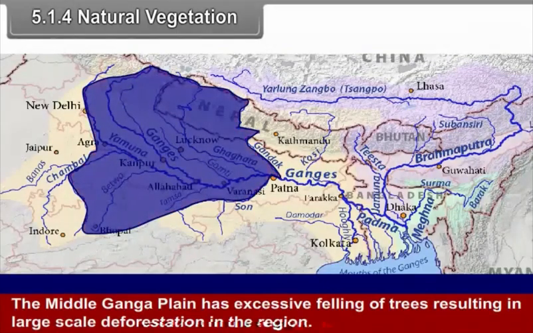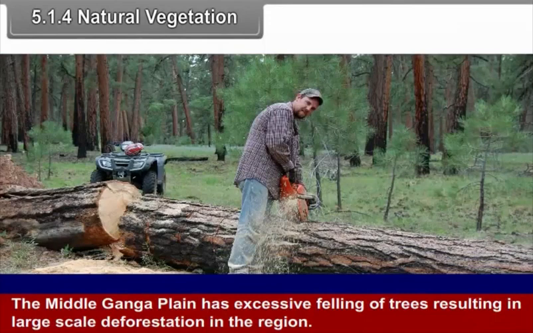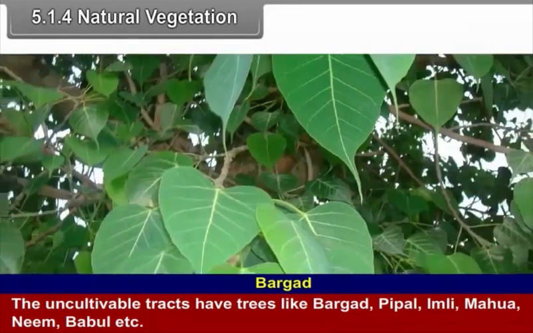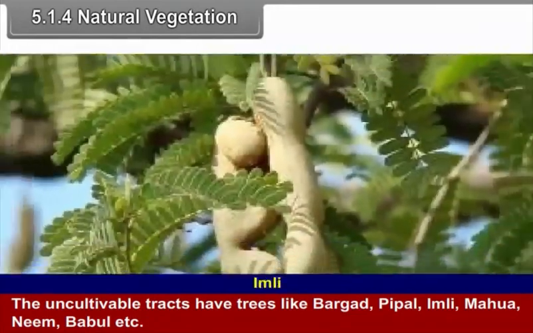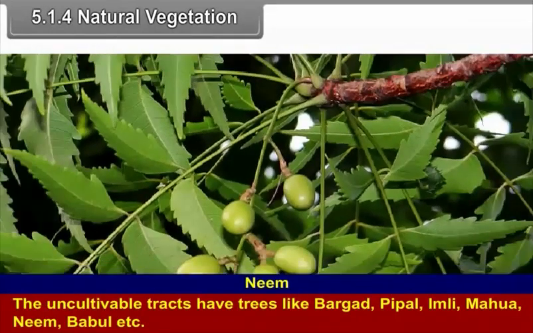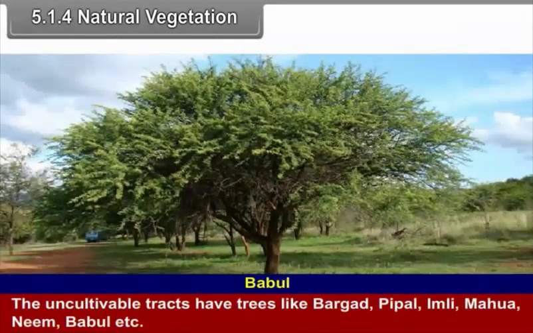The Middle Ganga plain has excessive felling of trees resulting in large-scale deforestation in the region. The uncultivable tract has trees like bargad, peepal, imli, mahua, neem, babul, etc.